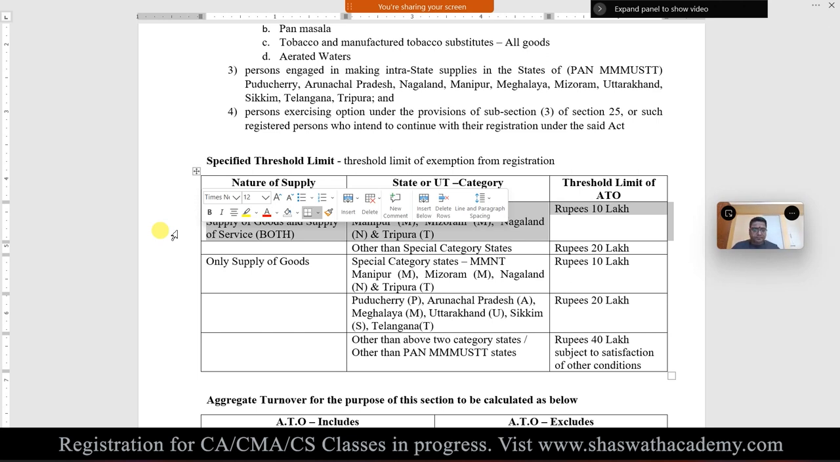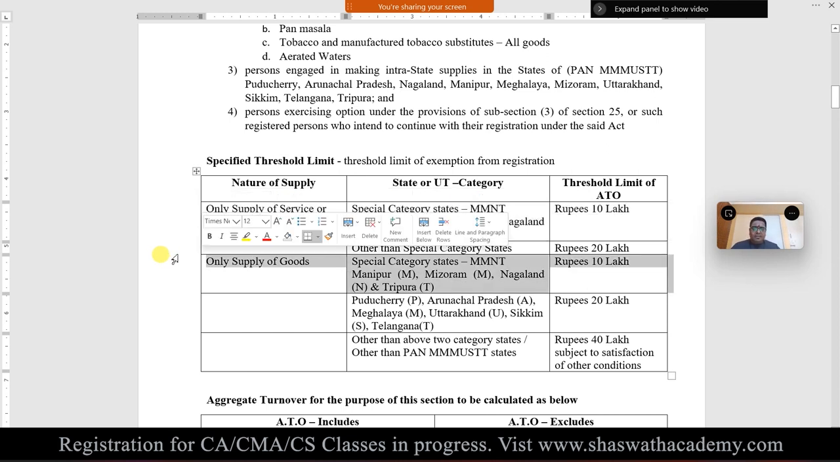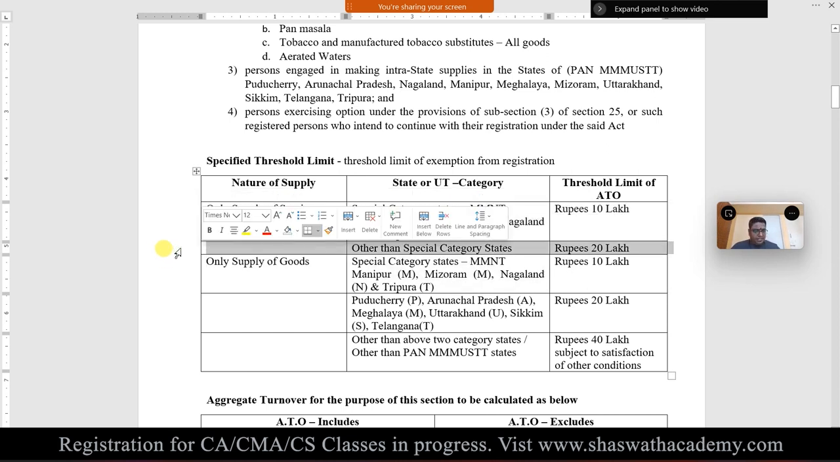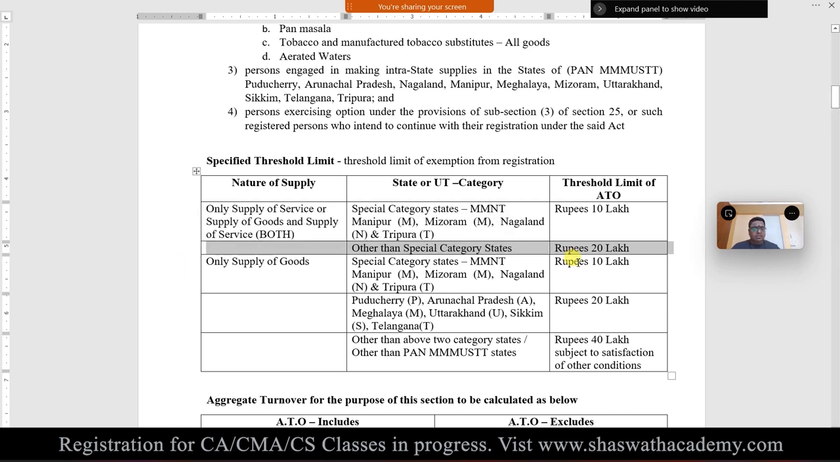First and foremost thing. Other than these MMNT states, which are called special category states, the threshold limit will be 20 lakhs. Again, the question comes, sir, this 20 lakhs is for what? Goods or services or both? Logically speaking, goods and services both.